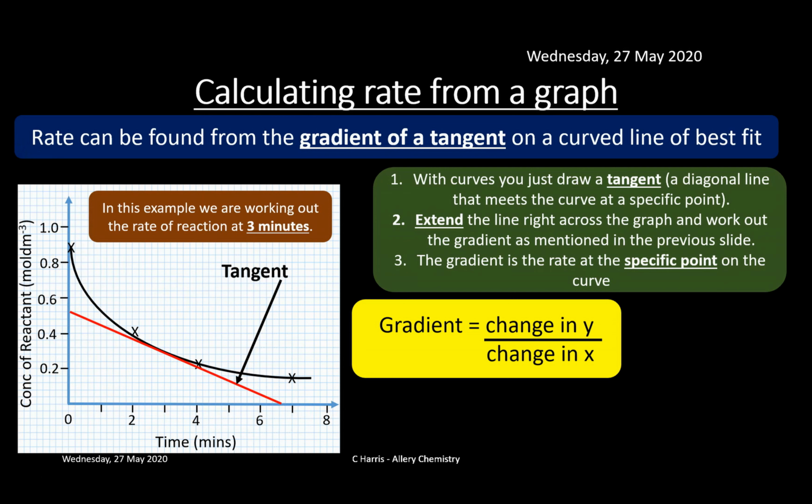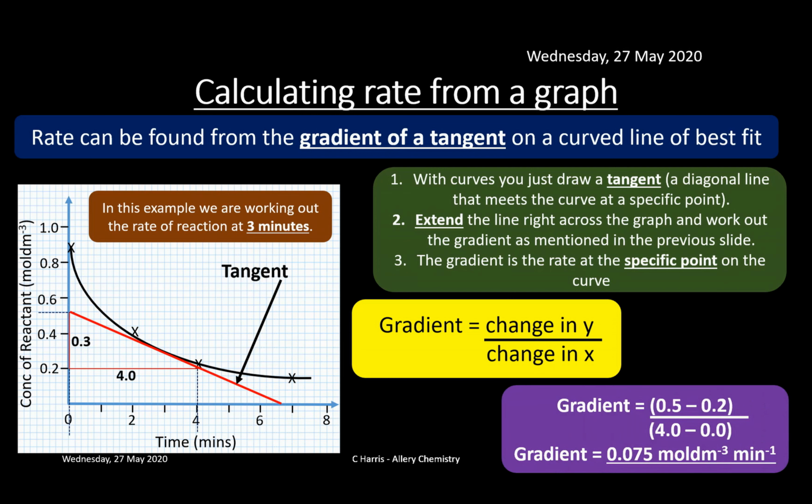So we're going to put the numbers in. We've got our table, we've got our lines here. This is showing the difference between here and here, so we're working out our gradient at this point. We've got a difference of 0.3 on the y-axis and a difference of 4 on the x-axis. Then we put the numbers in to work out the gradient. You can see the gradient is 0.075 moles per dm cubed per minute.